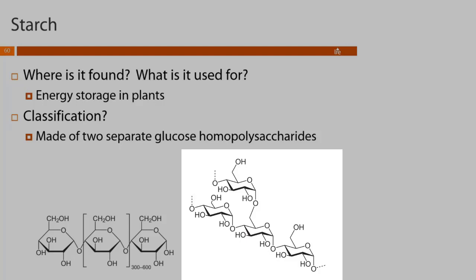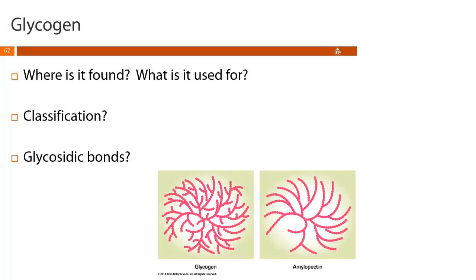Amylopectin makes up 75 to 80% of the dry weight in starch. It also consists of glucose residues connected by alpha-1,4 linkages, but we have one of these alpha-1,6 branches every 24 to 30 residues. So our next polysaccharide is the animal equivalent of amylopectin, and that is glycogen.